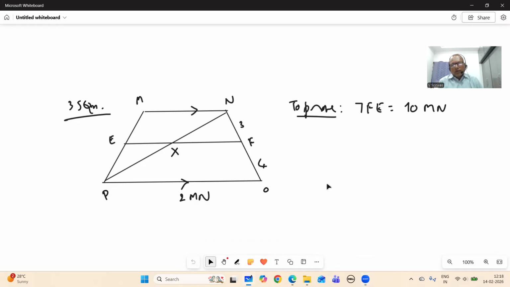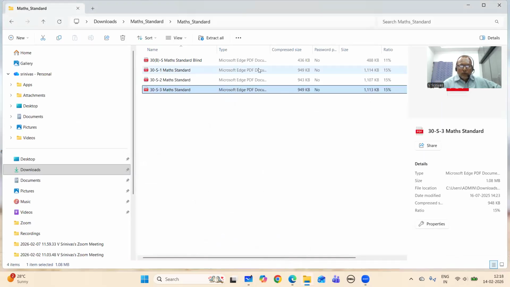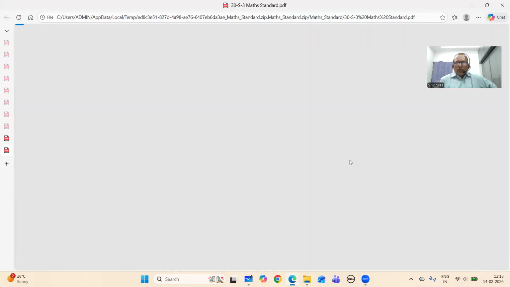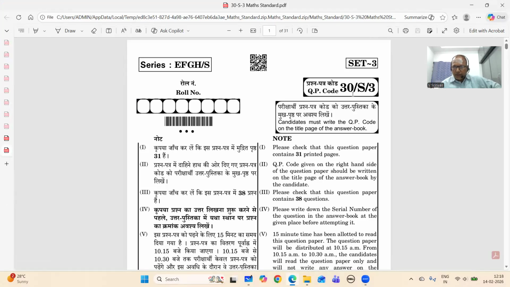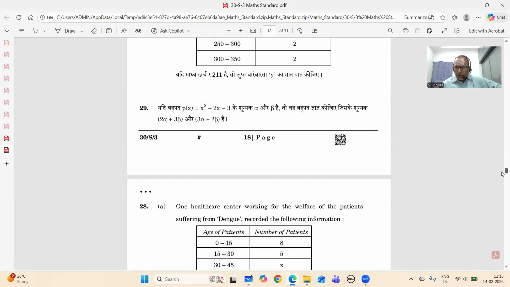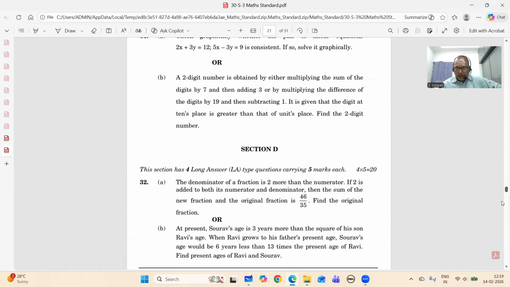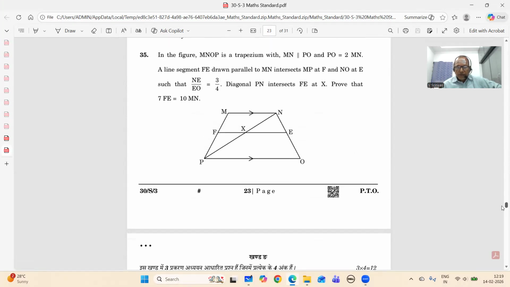Students, today I want to solve some problems from last year's CBSE Mathematics Standard question paper. Let us take question number 35. We have been solving questions from the coded test paper of last year, that is 30/S/3, right? We want to solve question number 35. Is this?